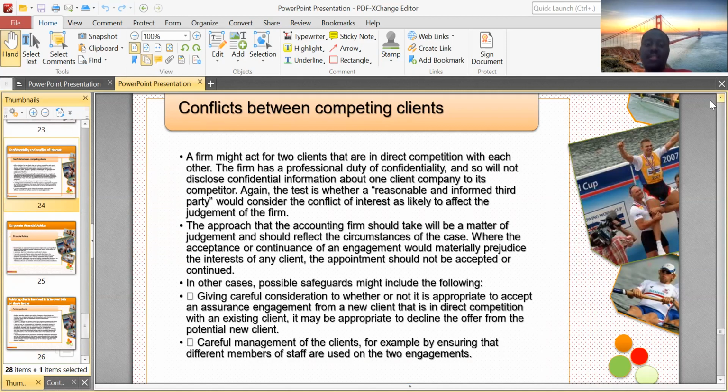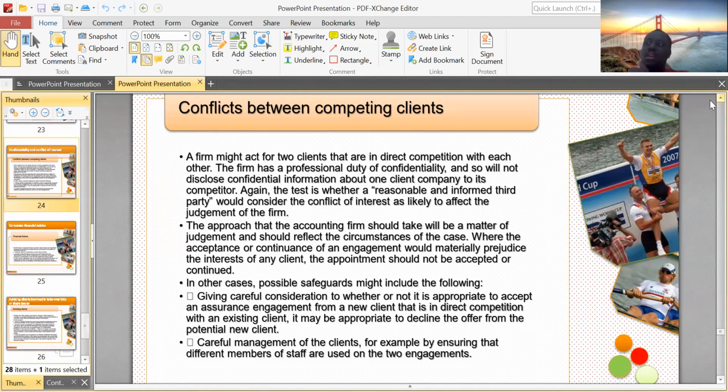But there are safeguards, and the safeguards are that, number one, I think I've already mentioned it, giving careful consideration to whether or not it is appropriate to accept an assurance engagement from a new client that is in direct competition with an existing client that you are auditing.